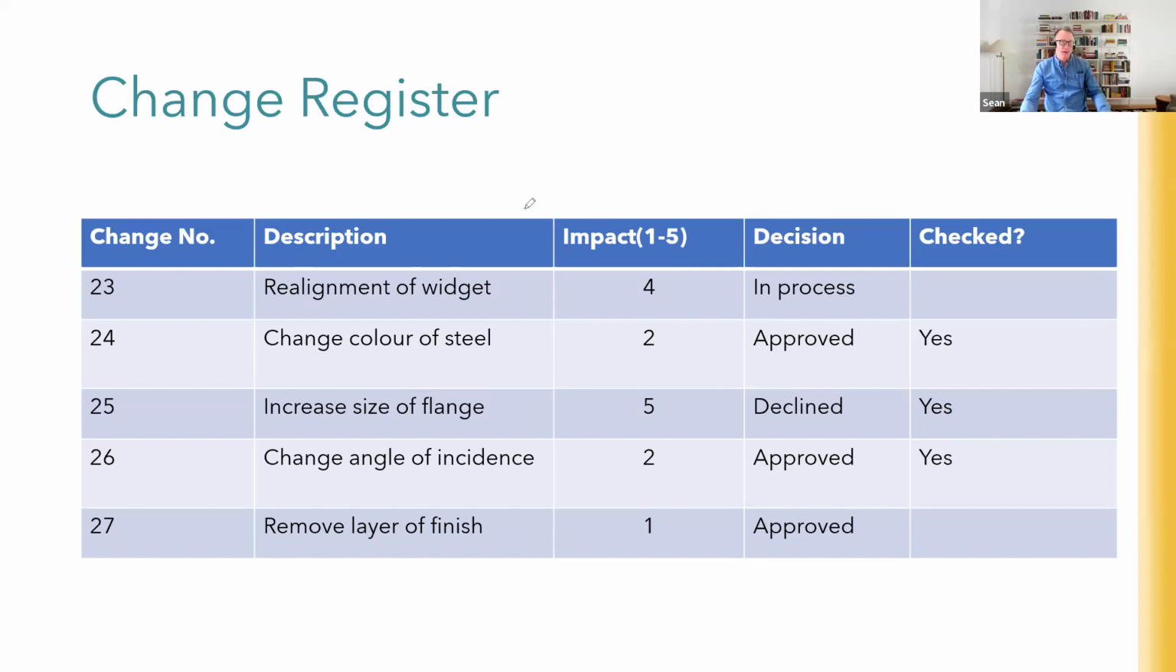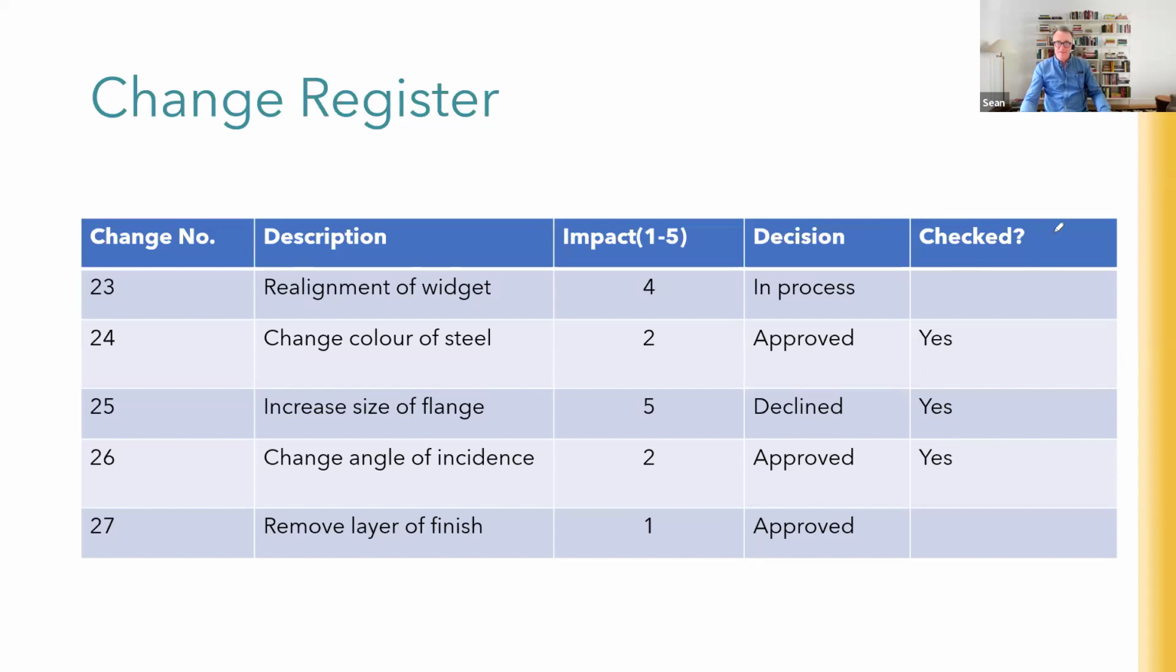And then you've got other information you need too. You can have the decision or where it's at in the process. This one's still in process. This one's approved, declined, approved, approved. You can have other information like hyperlinks to different documents, like the change request document, the meeting minutes, the email. If it's a simple change being handled by email, you may have a hyperlink here to the saved email, so it's all there.